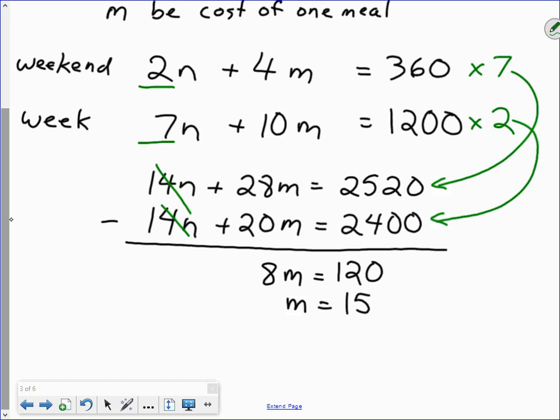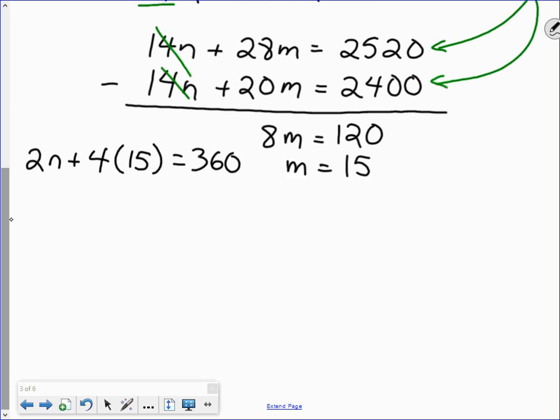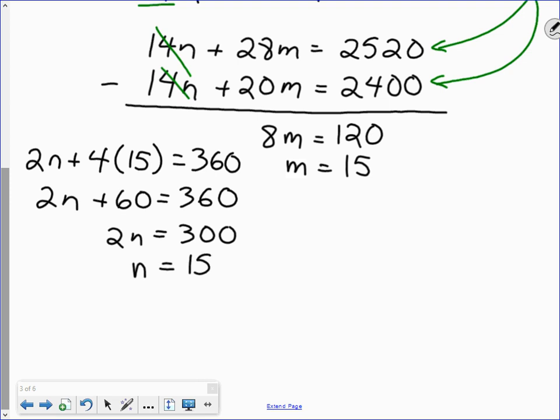Then we'll go back to one of our original equations, this one right here. 2n plus 4m is 360. So 2n plus 4, substitute the value for m in there, 15, equals 360. This lets us solve for n. 4 times 15 is going to be 60. Subtract 60 from both sides, 300. n is 150.